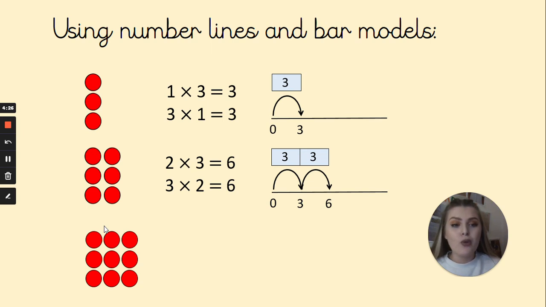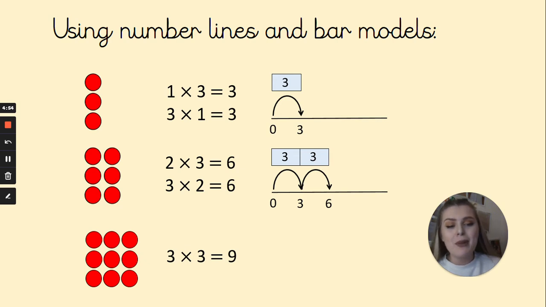Now, if we look at our final picture, what number sentences could we write for this? Well, we can actually only do the one multiplication, because if we look at our counters as rows going down, I have 1, 2, 3 lots of 3. But going across, I have 1, 2, 3 lots of 3 as well. Which means for this one, we would just write 3 times 3 is 9.